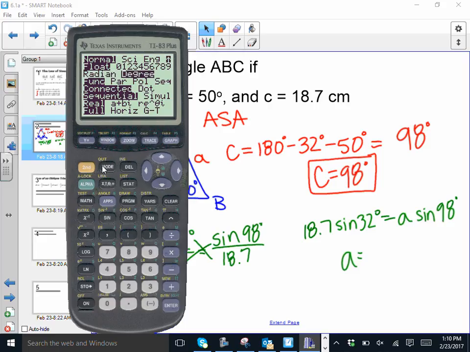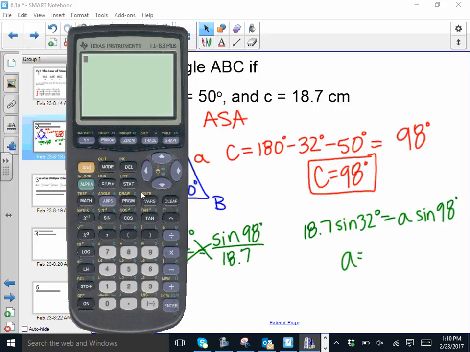So in your calculators, you can put this in all at once. You can put in 18.7 times the sine of 32. If you're going to put it in all at once, you have to remember to close the parentheses after you put the angle in for sine. And then you could divide by the sine of 98.